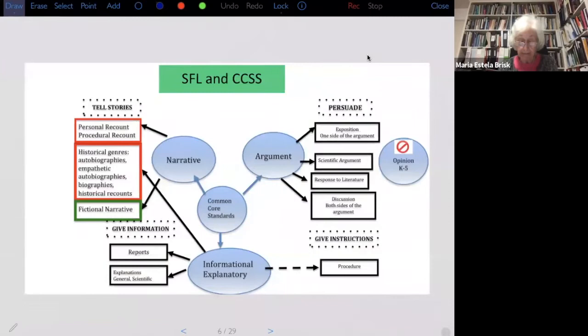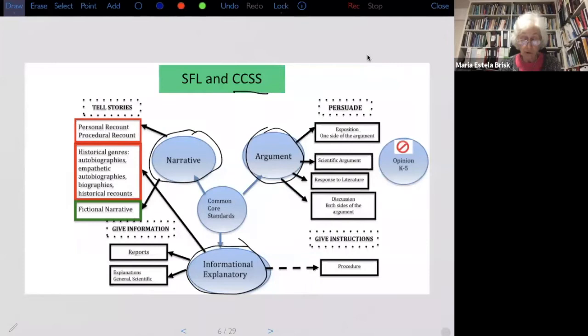And the genres are, here I have, and I compare this with the Common Core, because the Common Core has only three text types that are too big and too vague. So SFL has a much more detailed analysis of text, because the structure and the language differ among themselves.